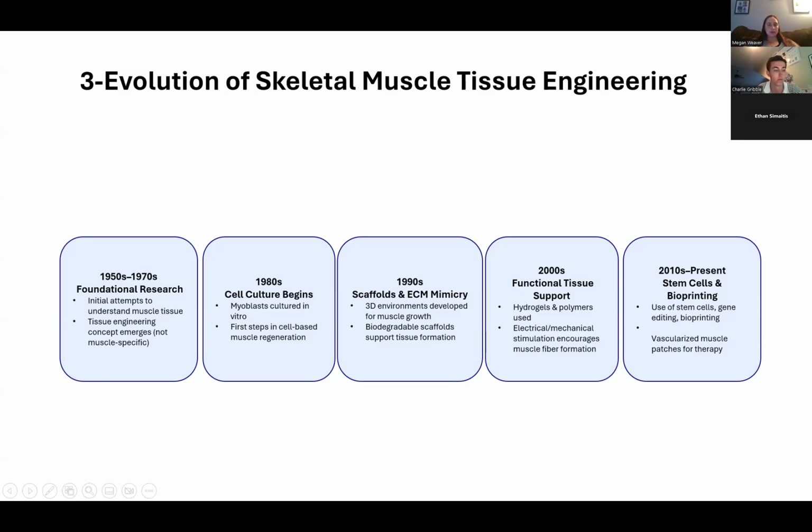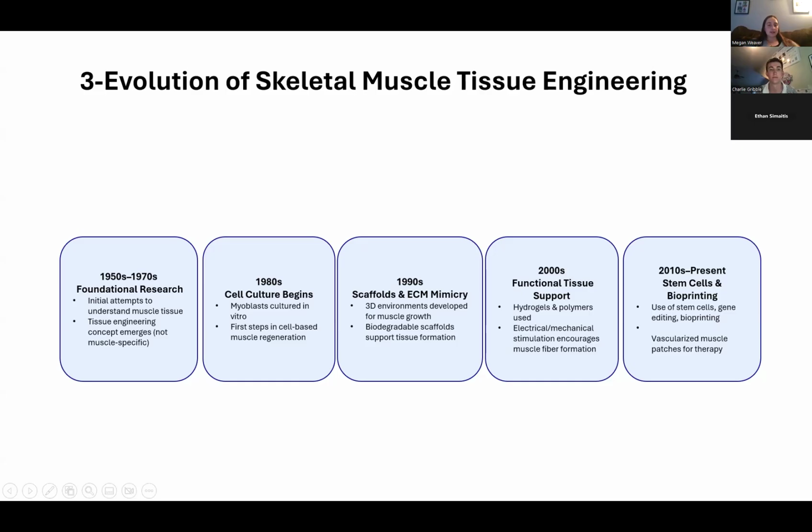Researchers were starting to understand how muscle tissues function, but actual engineering efforts were very limited. In the 1960s, the term tissue engineering first started to gain traction, though it mainly referred to general tissue repair and didn't focus on skeletal muscles specifically.